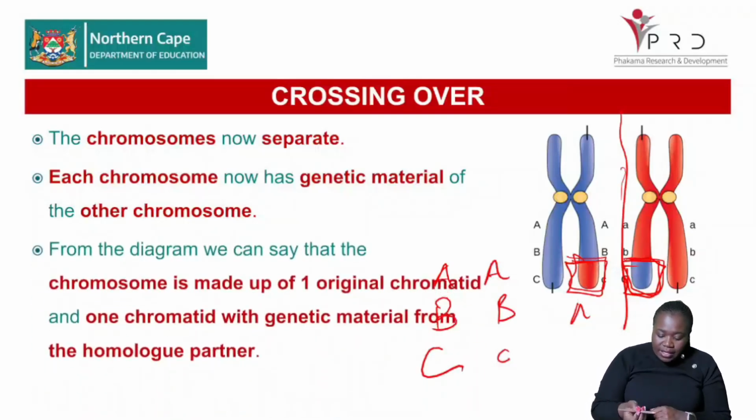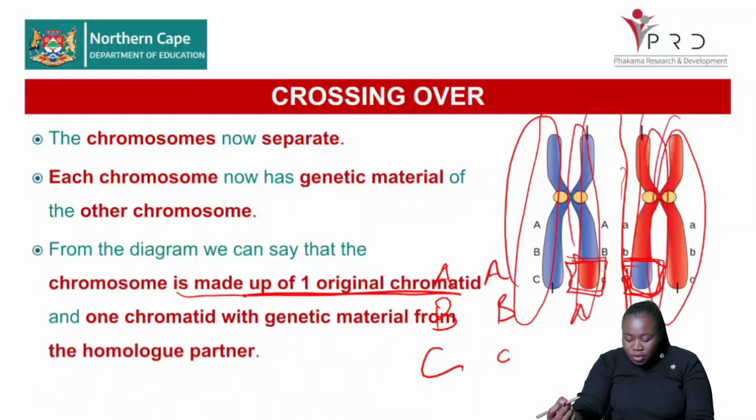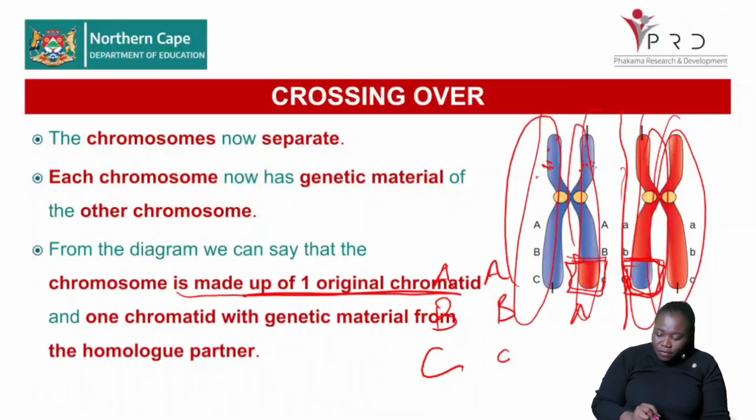Right, and from the diagram we can see that the chromosome is made up of one original chromatid, which is the original chromatid with genetic material from the homologue partner, and then we have the other chromosome with genetic material from the homologue partner. Whatever happens as the chromosomes move on through the other phases of meiosis, these two chromatids are now no longer the same as each other. These two chromatids are now different from each other.